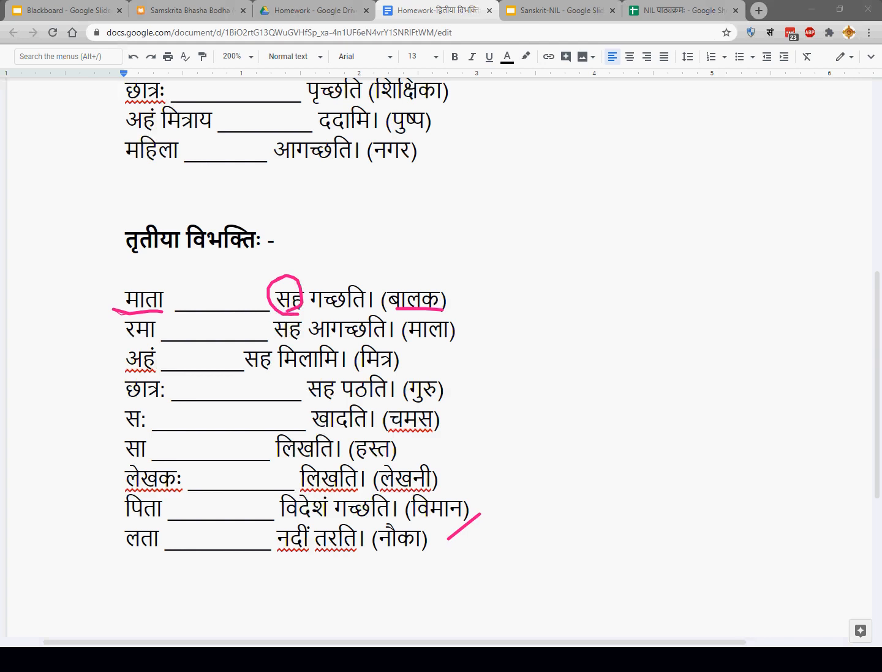Rama malaya agacchati. Aham mitrena milami. Aham chhatraha guruna patati. So they are all fine.